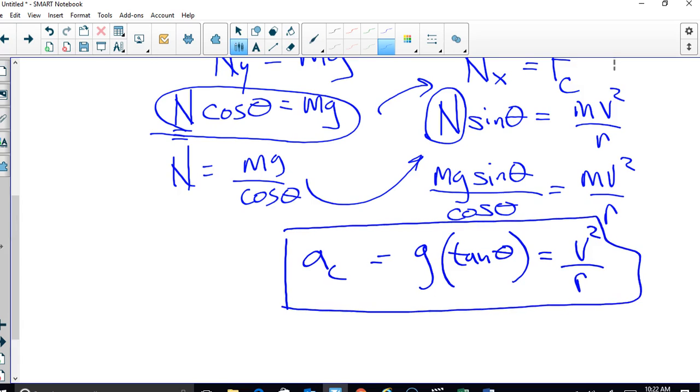Now once again, your AP is not going to give you this, quote, formula for a banked curve. It's going to expect you to work through what I just did on your own. But as a helpful way of looking at it right now to get through a problem if you're stuck, keep this in mind: the tangent of your angle of elevation on the bank, times g, will give you centripetal acceleration. Of course, you may not know the angle. You may have to use velocity and radius to get it first.